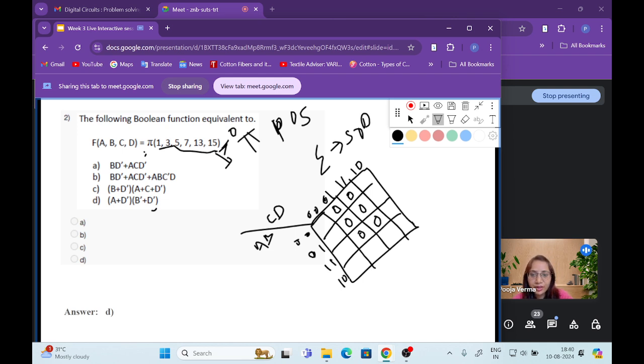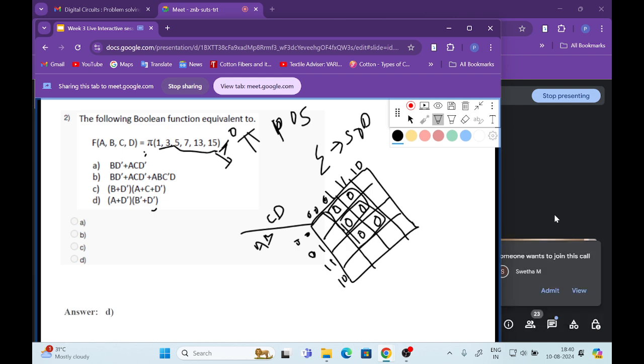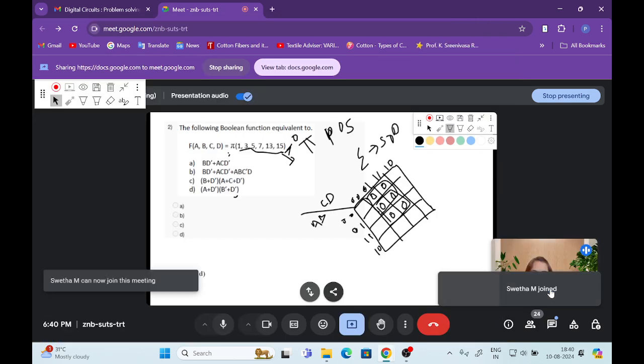Here it is already given in product of sum form, so we can make groups from here also. Here we can make 2 quads, we make this with this, but remember that we need to write in the product of sum form.